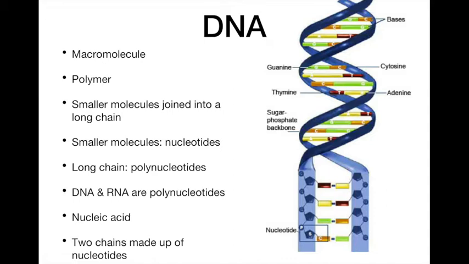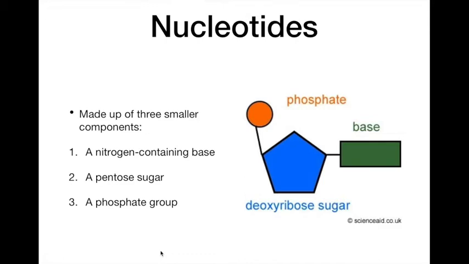Therefore, DNA and RNA are called polynucleotides. Okay, both DNA and RNA are polynucleotides. Now, they are often referred to simply as nucleic acids, both DNA and RNA. The DNA is made up of two chains, as you can see here, one, and this is the second one, made up of nucleotides. Now we're going to look at the structure of nucleotides.